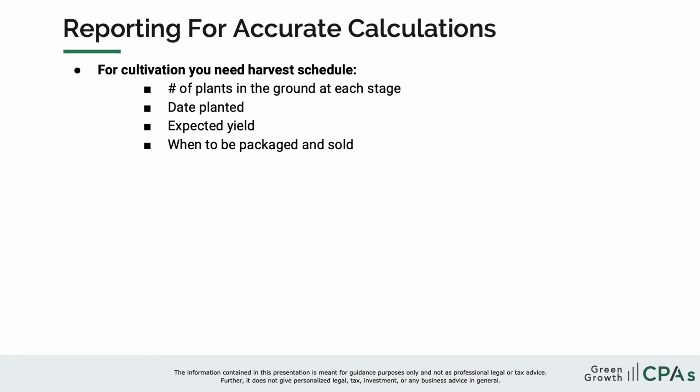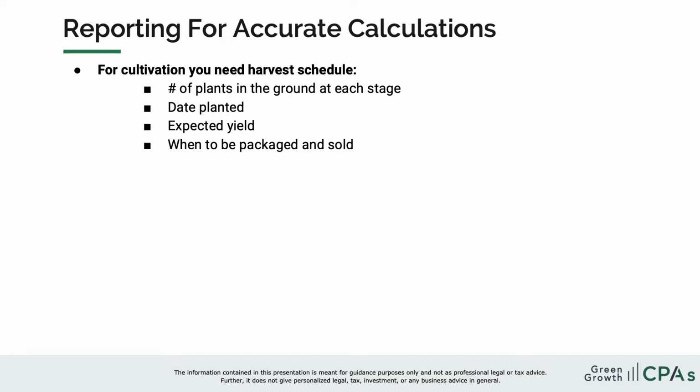Similar to the chart I showed a few slides ago, you need to understand how many plants are at each stage of the process. You're going to need to know the number of plants in the ground at each stage. You're going to need to know the date that they're planted so you can tell which stage they're at and how far along the process they are. If they're 27 days into a 100-day process, that means that they're 27% complete.